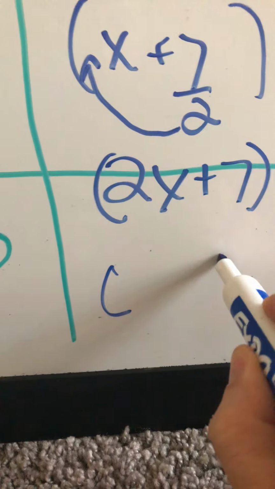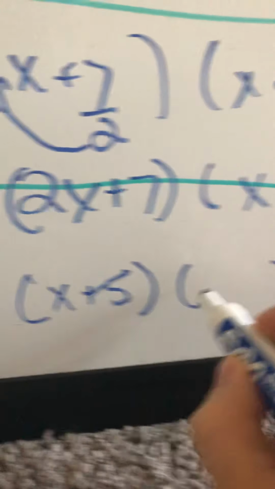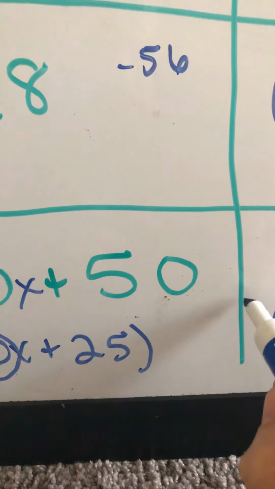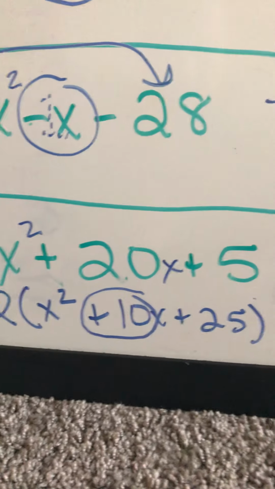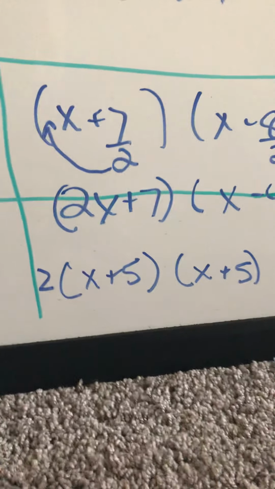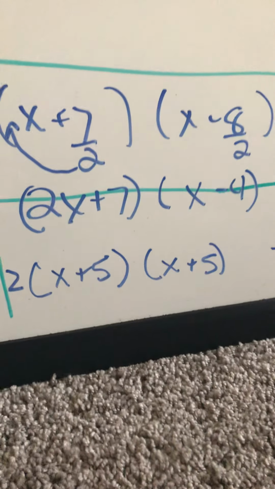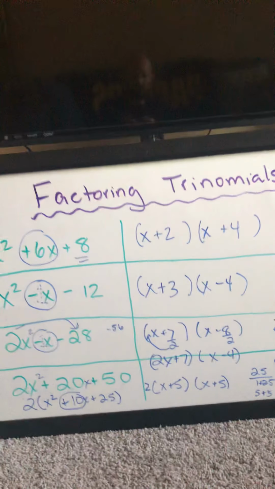So as we're coming again, we know we have our parentheses. I'm going to have an x plus 5, x plus 5. And that would be the answer to that one. I have a 2 on the outside, so I'm going to keep it on the outside over here. So when you factor 2x squared plus 20x plus 50, our final answer would be 2 parentheses x plus 5 and parentheses x plus 5. That is how we factor our trinomials.